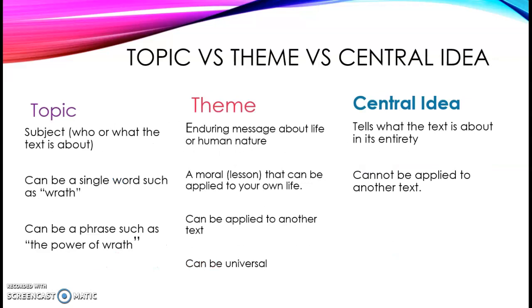All right, so I'm going to give you just a brief overview of topic versus claim versus central idea. A topic is a subject. It's one word or a group of words. For example, wrath. Wrath is one word. This is a topic. This is what something is about. A phrase, we know, is a group of words that do not have both a subject and a verb. So, the power of wrath. Well, what is being said about the power of wrath? Nothing. That makes it a topic.